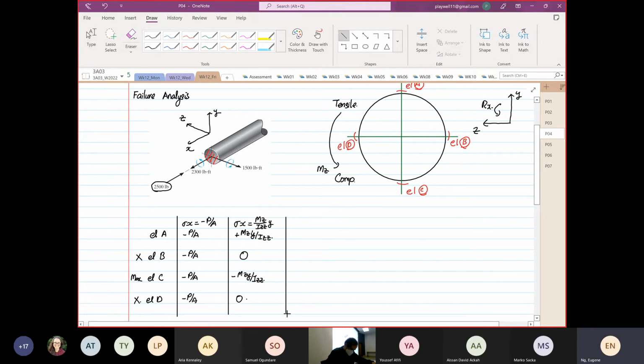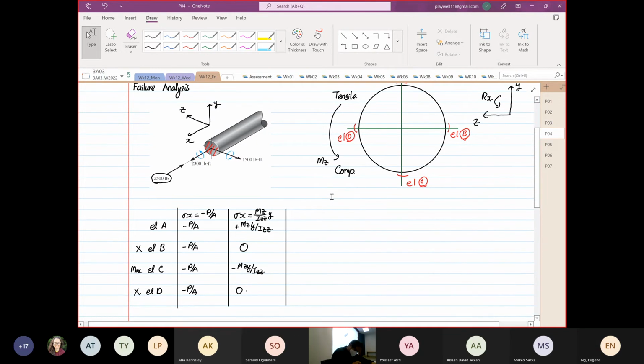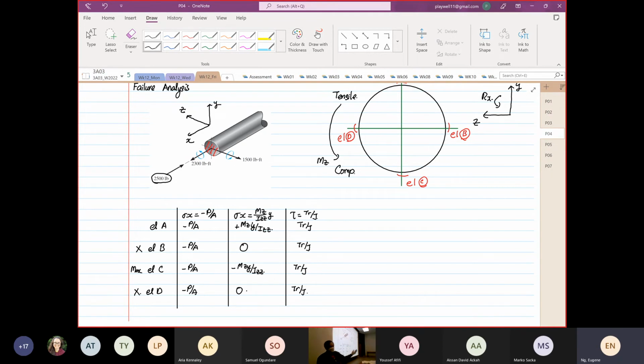Then we go further. We look at shear, which is equal to TR over J. And all of them are going to see what? TR over J. Because all of them are going to be at the what? At the radius. Element A is on the radius. Element B is on the maximum radius. Element C is on the maximum radius. Element D is on the maximum radius. So it still stands that element C is the one we have looked for.